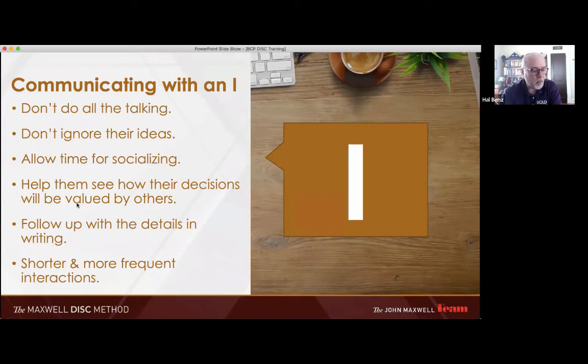Follow up with the details in writing because high I's are notoriously low C's typically. They're not detail oriented. And so if you have a plan, and you've got it laid out, follow up in writing with your high I's or they're going to miss it. They're not going to follow those details. Sometimes shorter and more frequent interactions are better with high I's than longer ones, right? Much better than longer ones. Three quick, short emails, probably better than one big tome. I've learned that in my communications with the high D leadership in this organization, right?